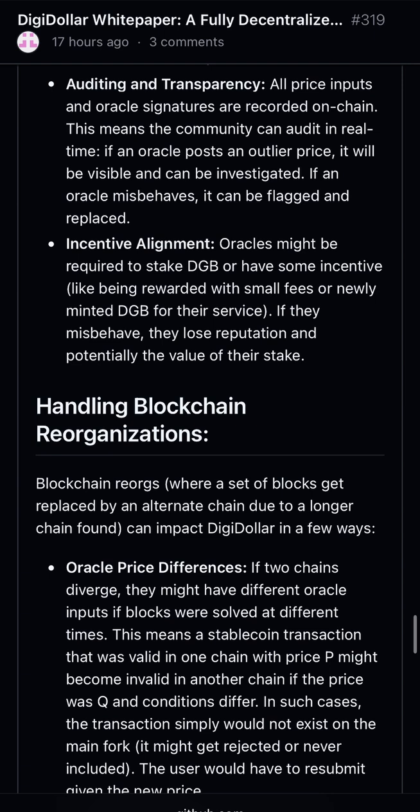Auditing and transparency. All price inputs and oracle signatures are recorded on-chain. This means the community can audit in real time. If an oracle posts an outlier price, it will be visible and can be investigated. If an oracle misbehaves, it can be flagged and replaced. Incentive alignment. Oracles might be required to stake DGB, or have some incentive, like being rewarded with small fees or newly minted DGB for their service. If they misbehave, they lose reputation and potentially the value of their stake.